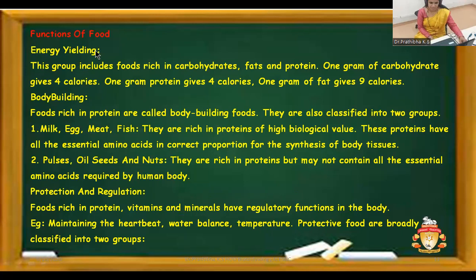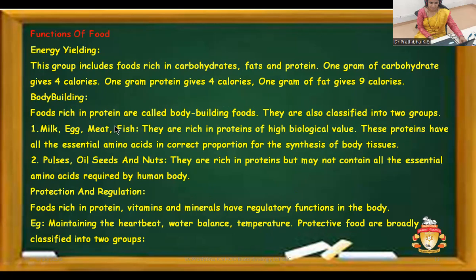So to conclude about the functions of food, the main important thing is energy yielding. This group includes food rich in carbohydrates, fats, and proteins. 1 gram of carbohydrate gives 4 calories, 1 gram of protein gives 4 calories, and 1 gram of fat gives 9 calories to the body system.